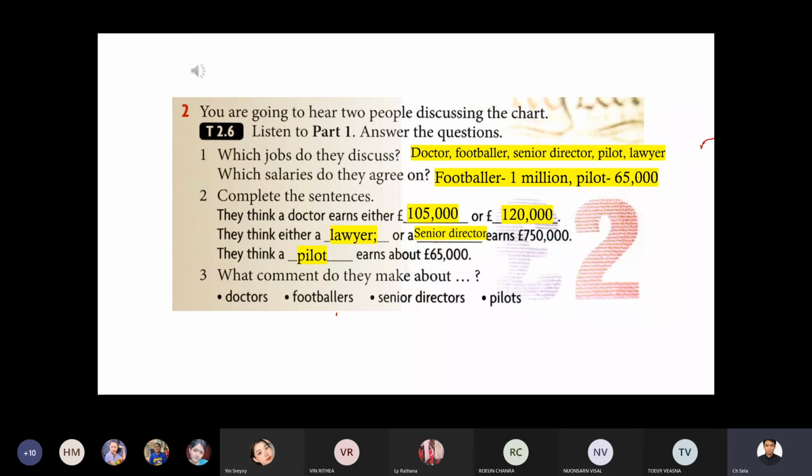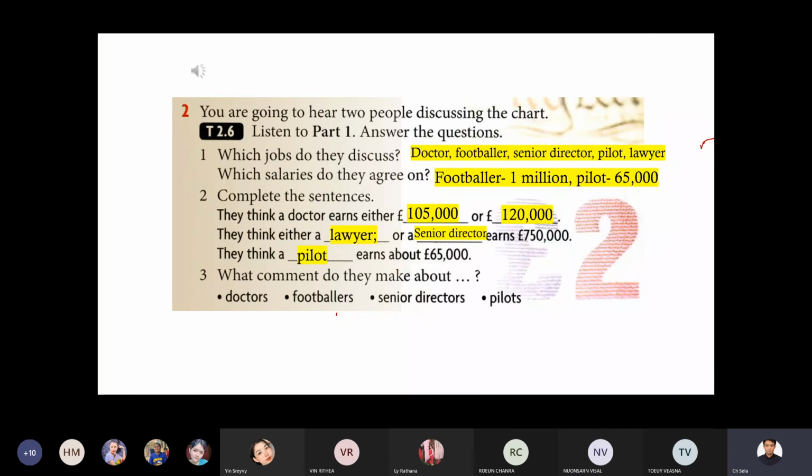Who earns how much? Part 1. Well, I reckon that doctors earn quite a lot. Yeah, I think so too. They have a lot of responsibility and a lot of training. I'd say that doctors get about 105,000. What do you think? Could be. Or it could be even more. 120,000. One of those two, anyway.